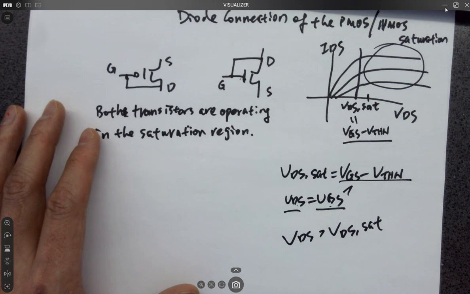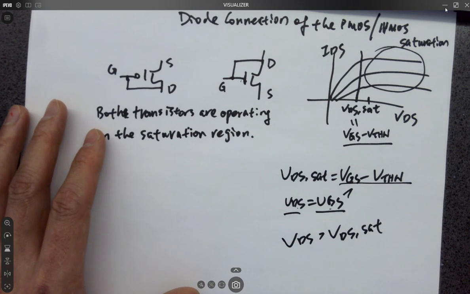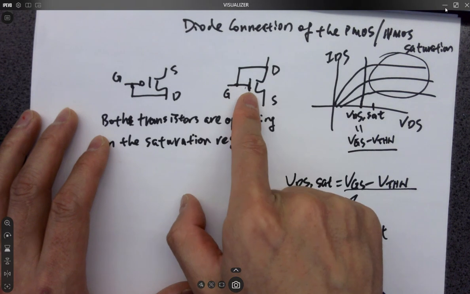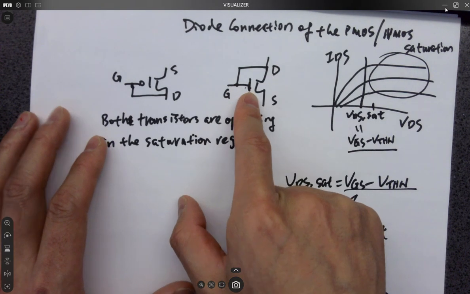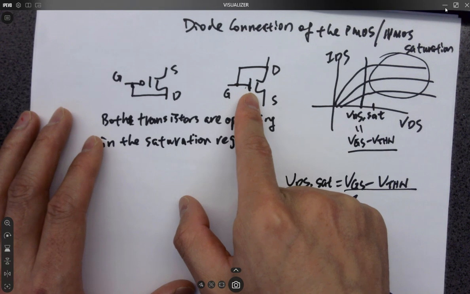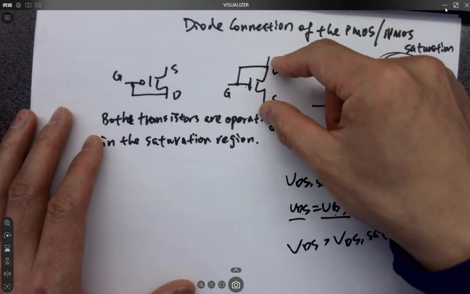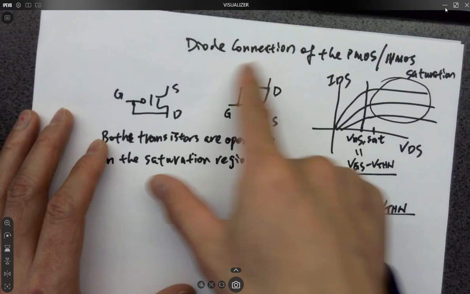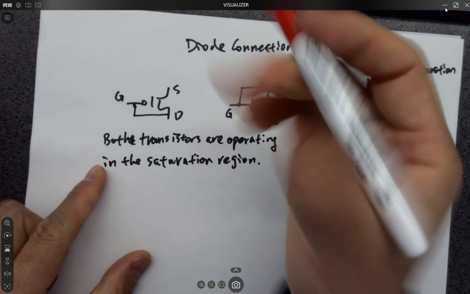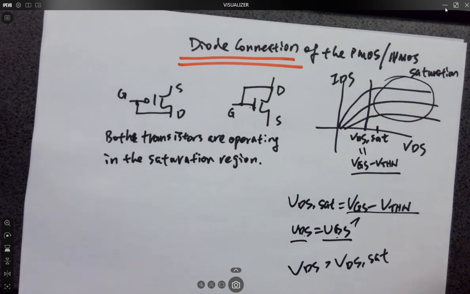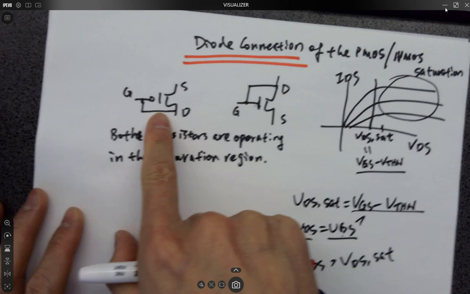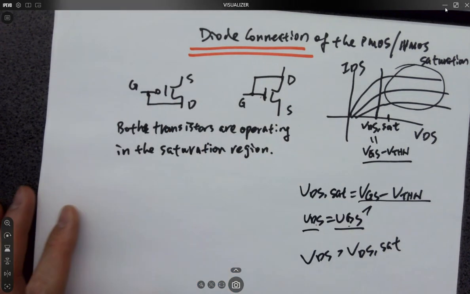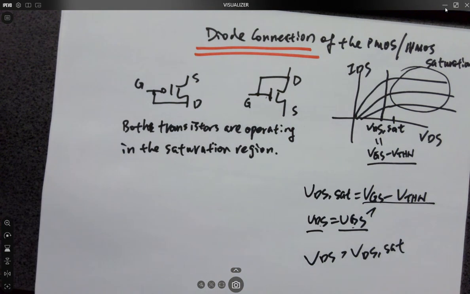So what does that mean? It means if you short the gate to the drain, you can definitely operate this one in the saturation region, for sure, as long as VDS is not too small. You just have to give a decent voltage across these two terminals. So this type of connection is called diode connection. And the same for the PMOS: you just short the gate to the drain, and it's going to be operating in the saturation region as well.